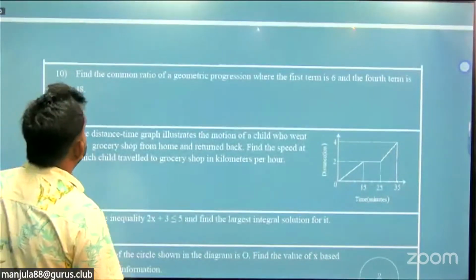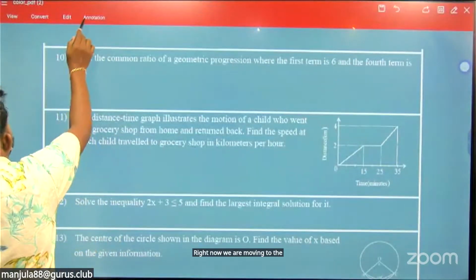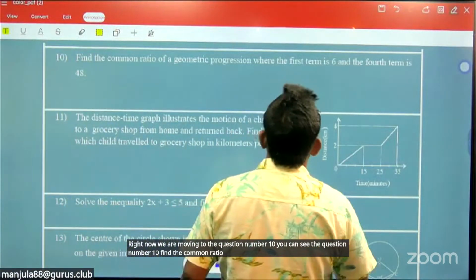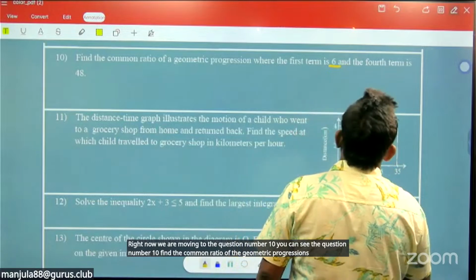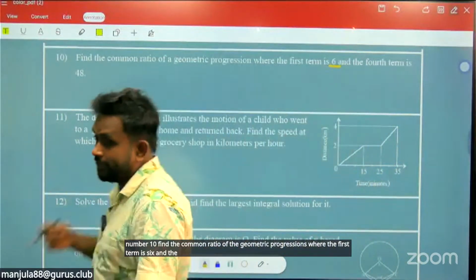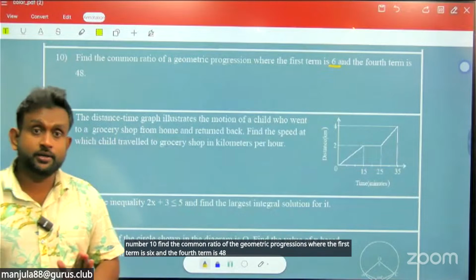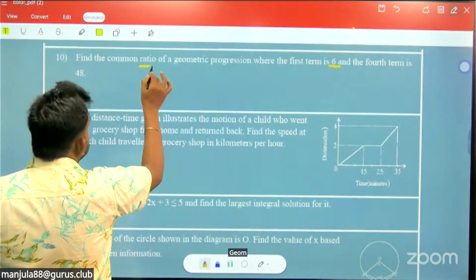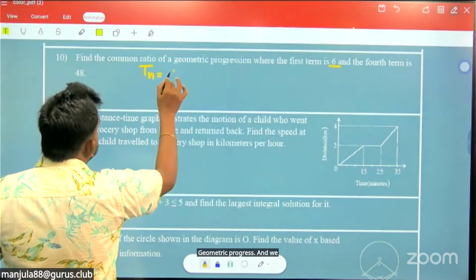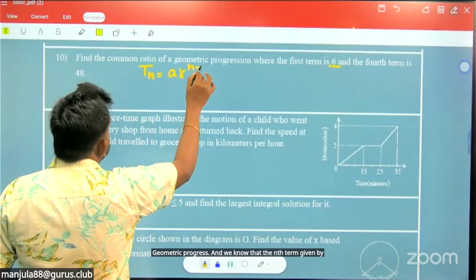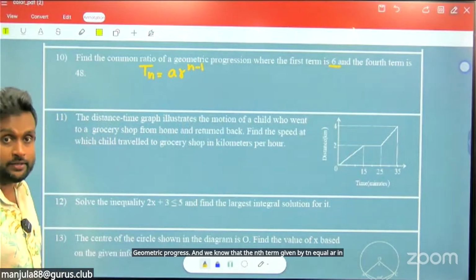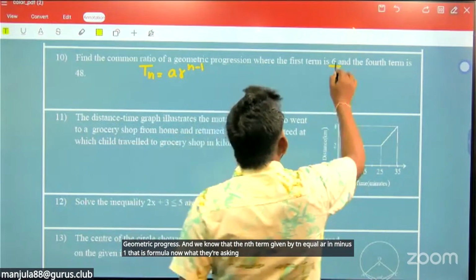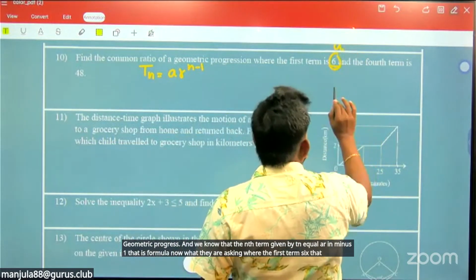Right, now we are moving to question number 10. You can see question number 10. Find the common ratio of the geometric progression where the first term is 6 and the fourth term is 48. In a geometric progression, we know that the nth term is given by Tn = ar^(n-1). That is the formula. The first term is 6, that means a is 6.